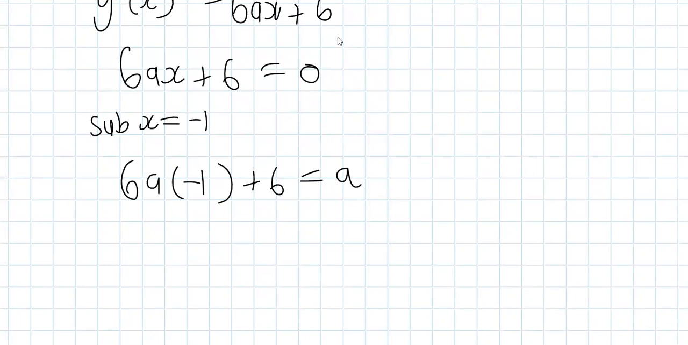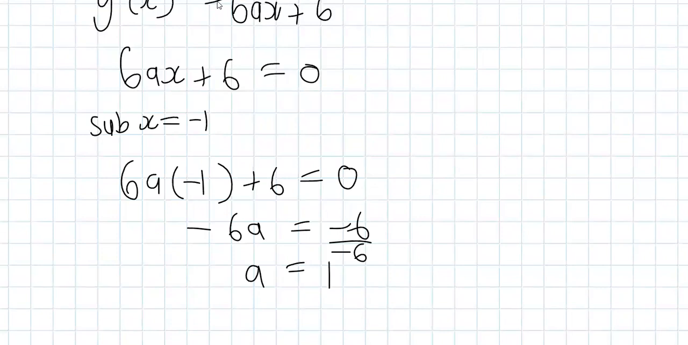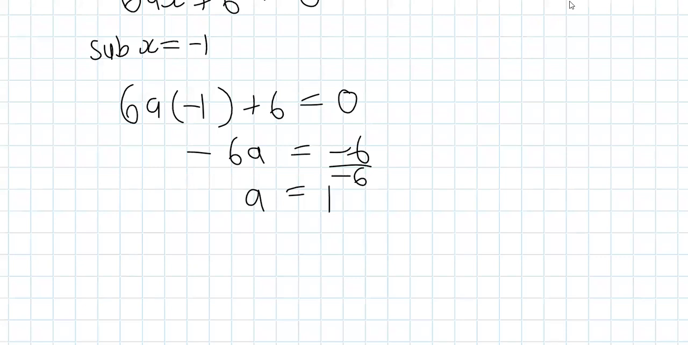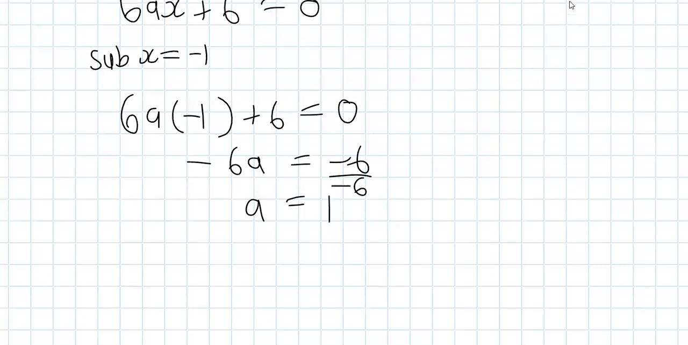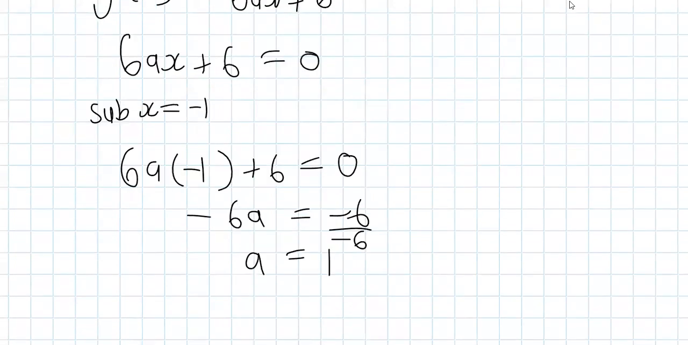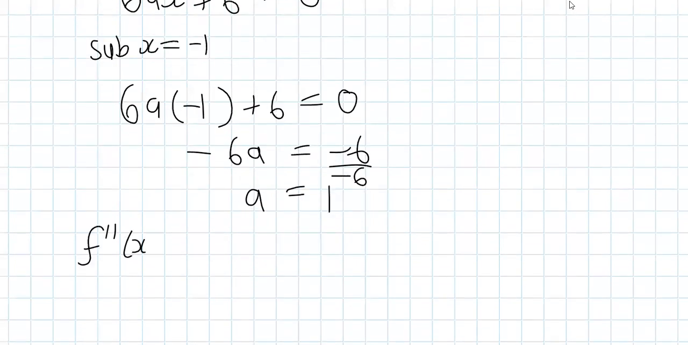We take 6 over the equals. Minus 6 equals minus 6a. Divide both sides by minus 6, and we get that a is minus 6 over minus 6, which is just 1. Our a is 1. We can sub this a value into our g dash dash of x, our second derivative.